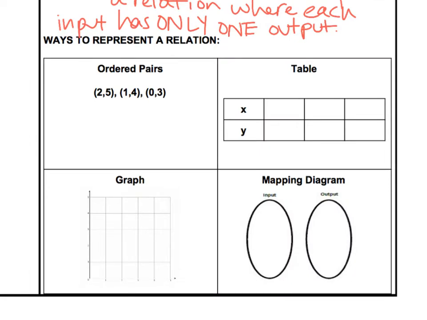We're going to talk about 4 different ways to represent a relation. The first is ordered pairs, where we have x and y. X represents our inputs, and the second value, y, represents our outputs.